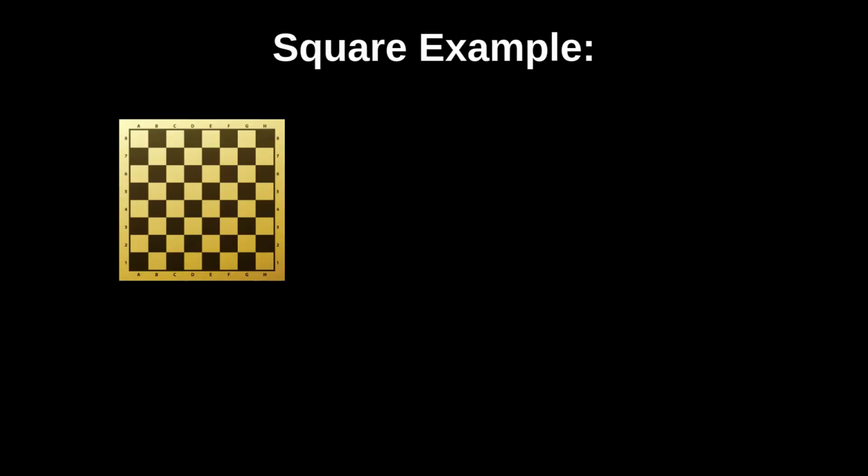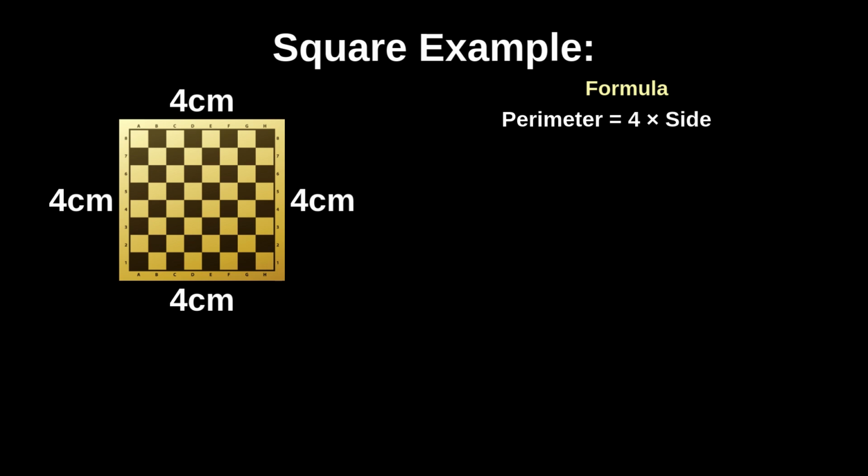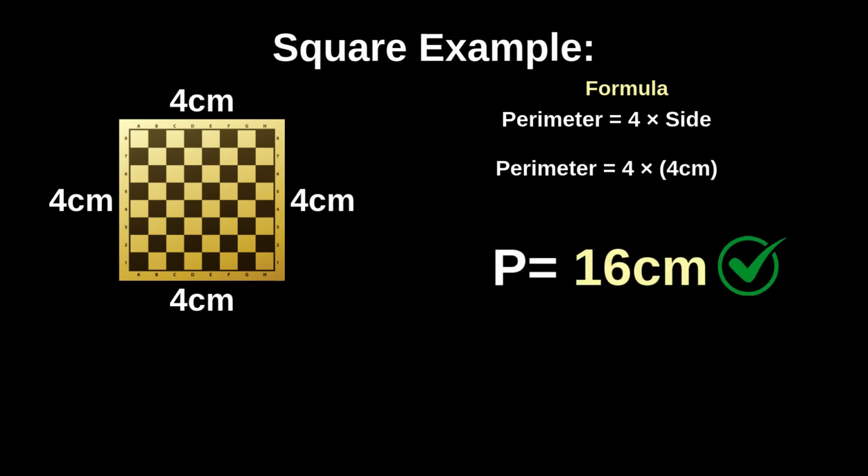For a square, like a chessboard tile with each side 4 centimeters, it's 4 times the side length. So 4 times 4 equals 16 centimeters.